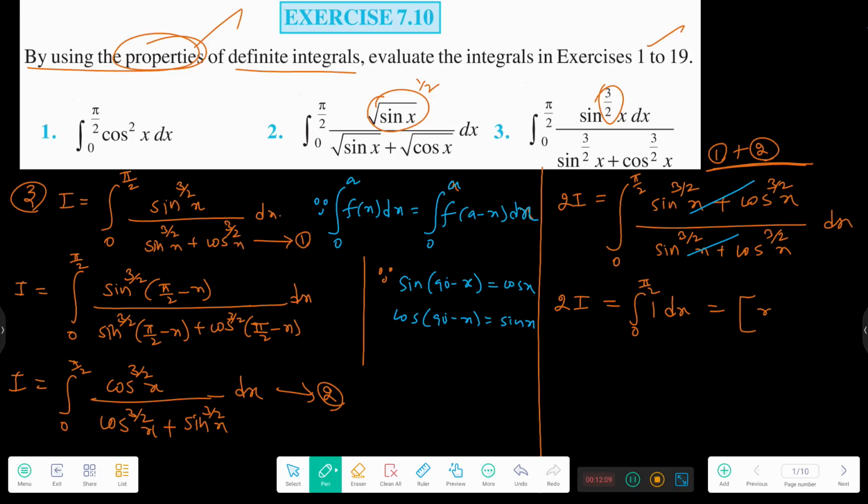When you take the integral of dx from 0 to pi by 2, applying the upper limit pi by 2 and lower limit 0, I is equal to what? 1 by 2 into pi by 2, which means pi, 2 2s are 4, pi by 4. You can notice that in question numbers 1, 2, 3 we got the same answer.